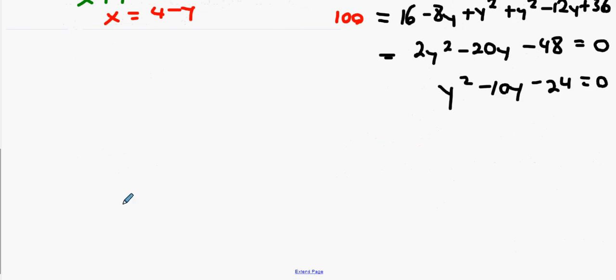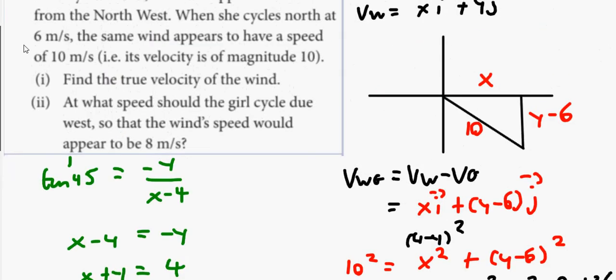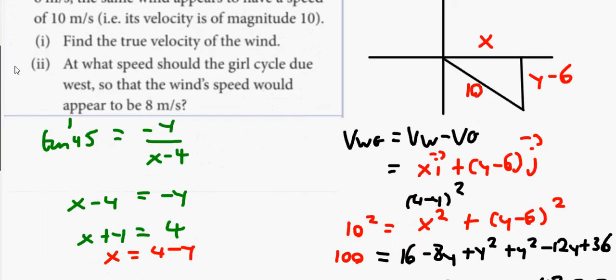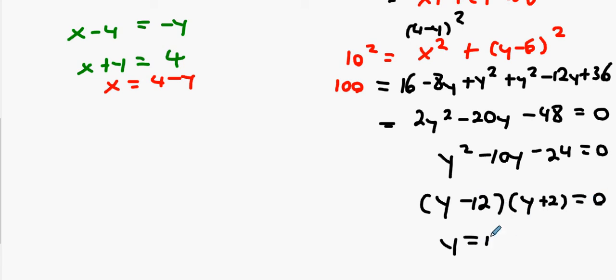Now one of the answers is going to be absurd, as in one of the answers just won't work, if I remember correctly. Does it say direction or directions? It says velocity, so only one velocity works. There's not two answers, there's one answer. So there's got to be a way for me to eliminate one of these answers. So it's y minus 12 and y plus 2 equals 0, so y equals 12, y equals minus 2.